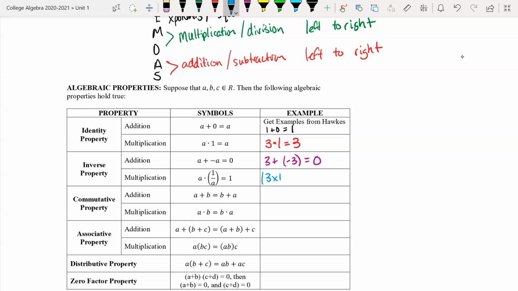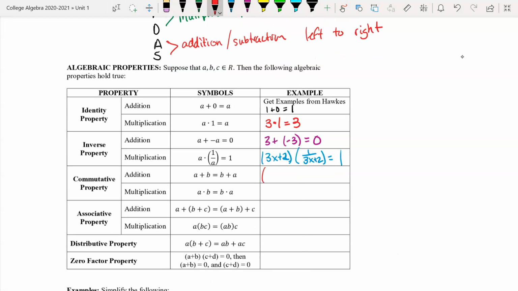If I had 3x plus 2, and I said times 1 over 3x plus 2, you're going to get 1, because you're dividing by the same thing. This is just an example. Commutative properties, be careful on this, but if I had x plus 2 plus x plus 3, then x plus 3 plus x plus 2. I just switched the order there, guys. That's all you do on those. Same way with multiplication. You just switch the order. That's the commutative property.